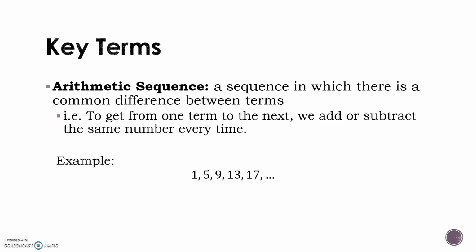So in other words, to get from one term to the next, we're adding or subtracting the same number every time. This is a good example of an arithmetic sequence because every time we are adding 4 to get from one term to the next. Adding 4 to get from one term to the next. And so that's what makes this an arithmetic sequence.